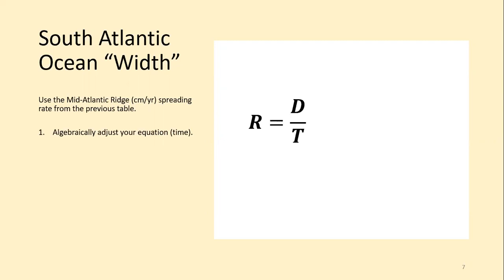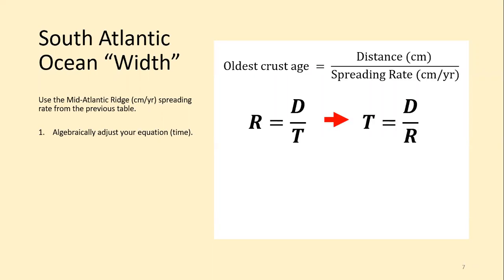To set up your calculations, we will need to algebraically adjust your equation. Remember, we use rate equals distance divided by time to calculate rate, or the spreading rate. Now the equation is asking for time, or the number of years. The number of years to reach the current width of the South Atlantic Ocean. So we use the equation time equals distance divided by rate, or more specifically, the age of the oldest crust equals the distance in centimeters divided by the spreading rate in centimeters per year.